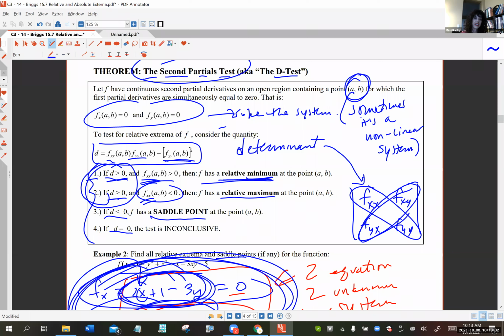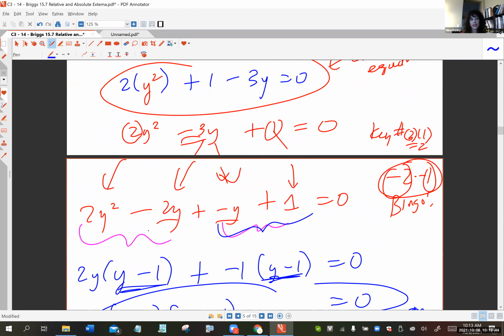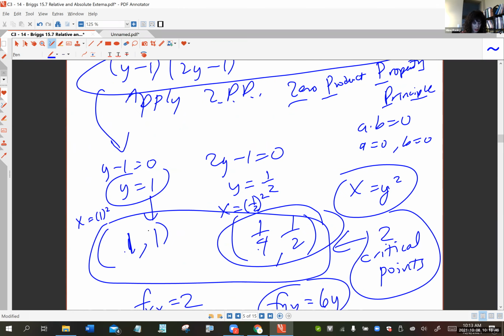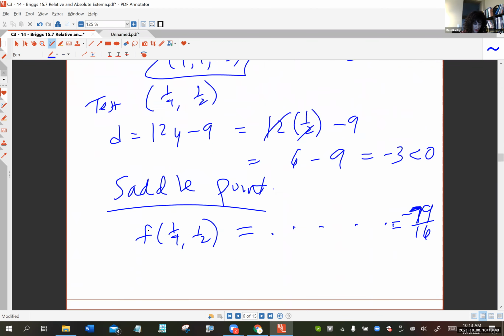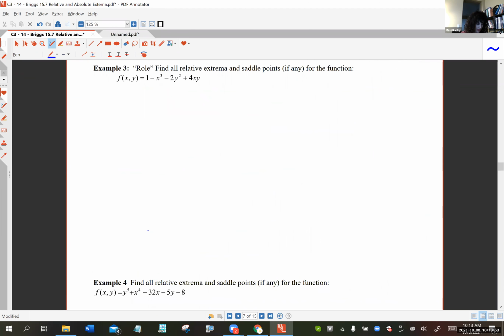Now, if your D is exactly 0, that doesn't give you any information. The test is inconclusive. There may still be a maximum or a minimum, but you might have to do some different things to figure it out. Okay? Test inconclusive. So let's look at some other examples here.